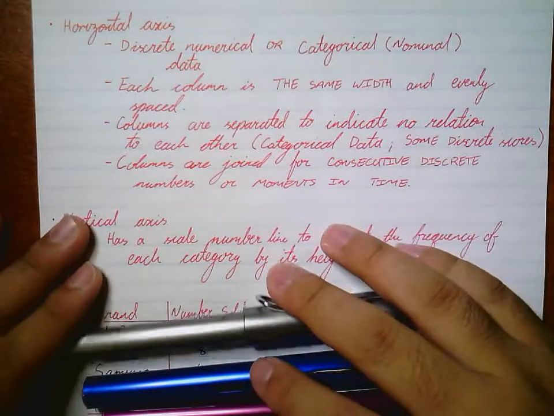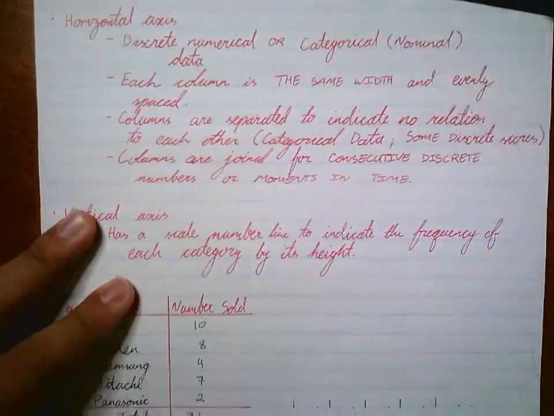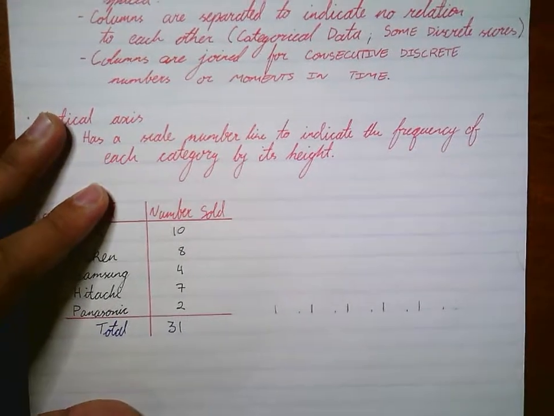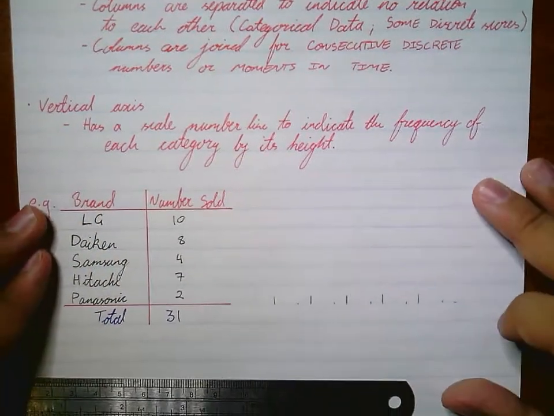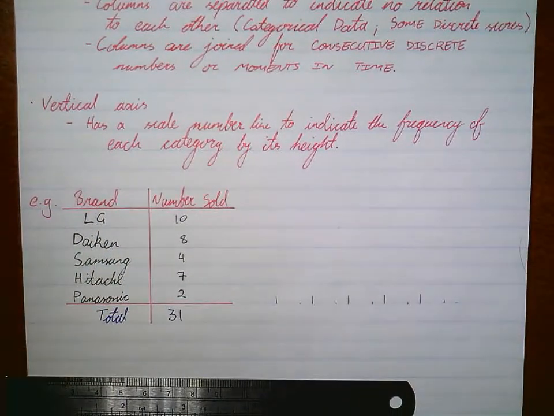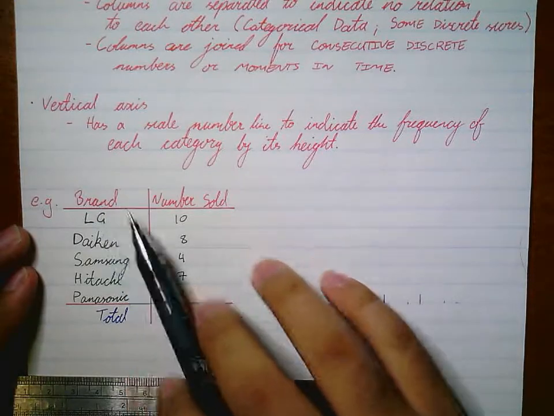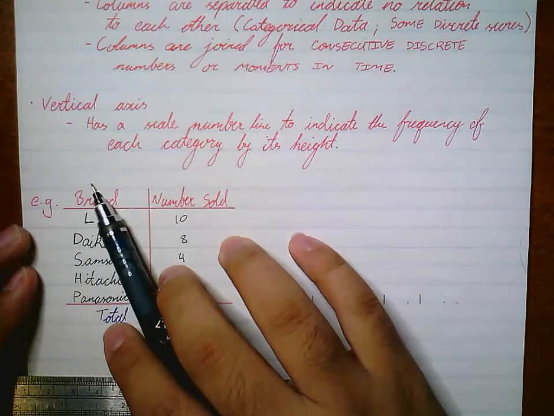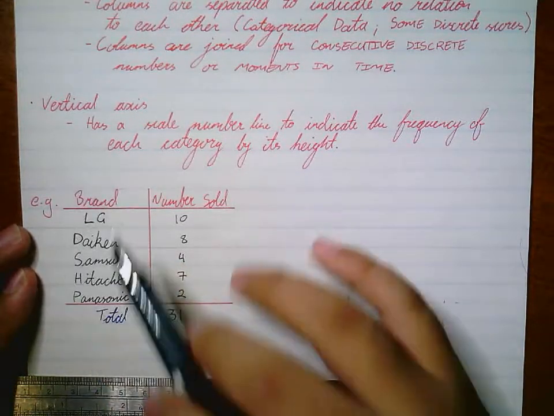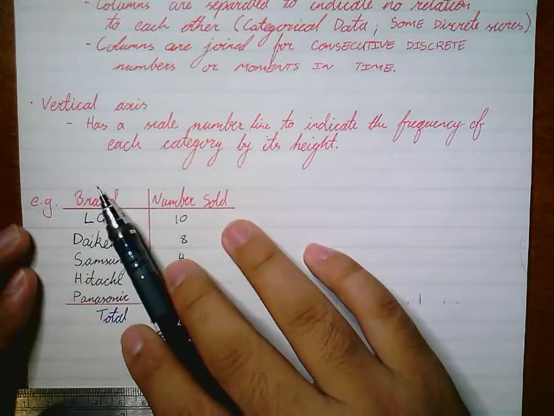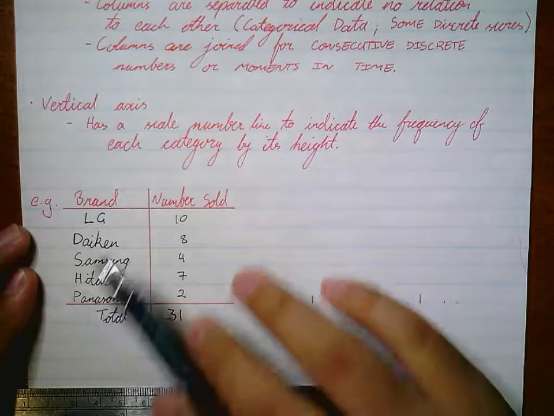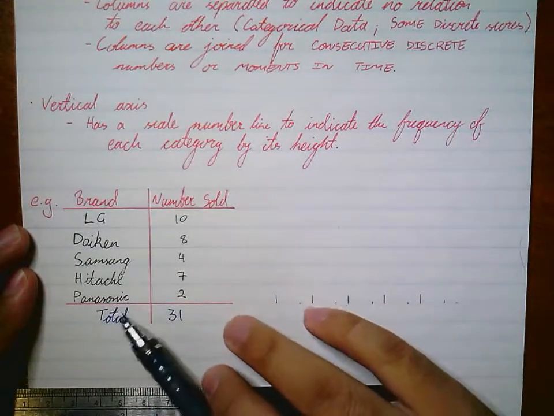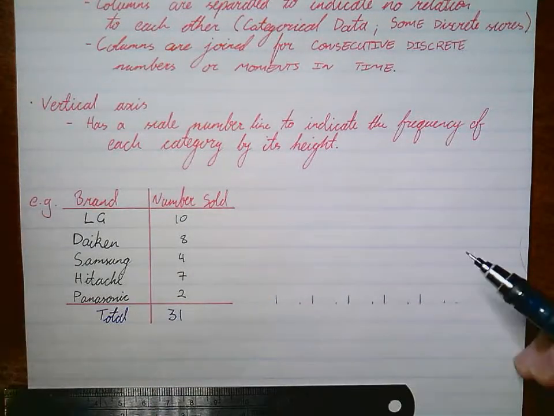So I'm going to just quickly demonstrate that with this one here. I've pre-prepared my markings here just to indicate to you how I'm going to draw it. So here we have, take for example, the different brands of air conditioners sold. So we have LG, Daikin, Samsung, Hitachi, and Panasonic. Just made this up really.